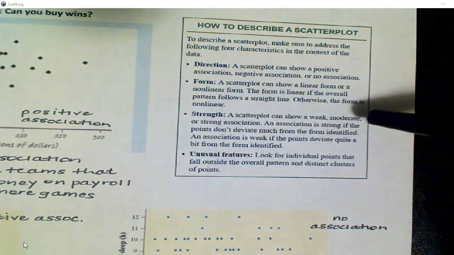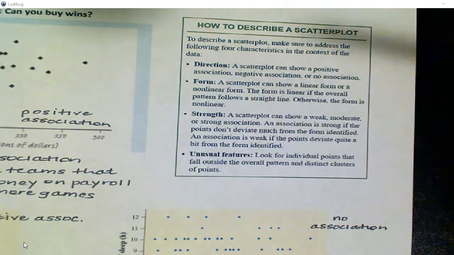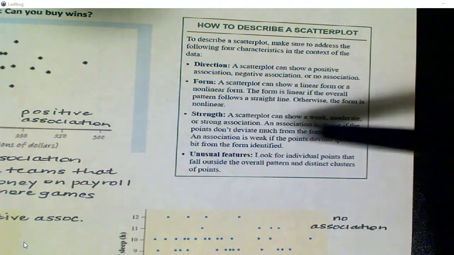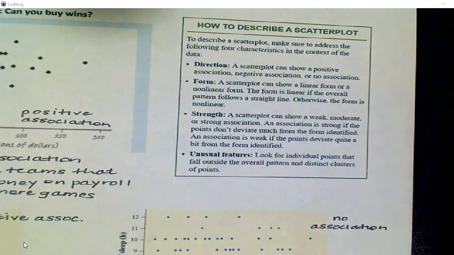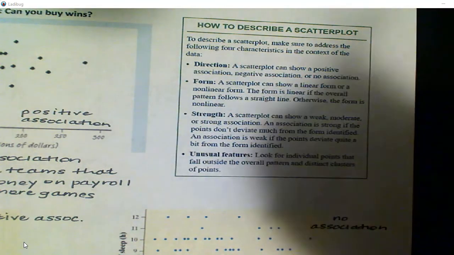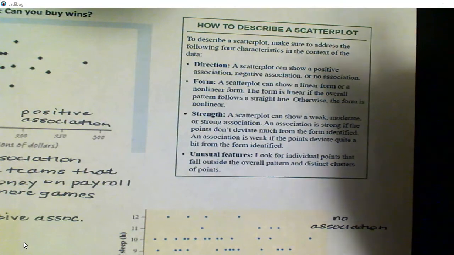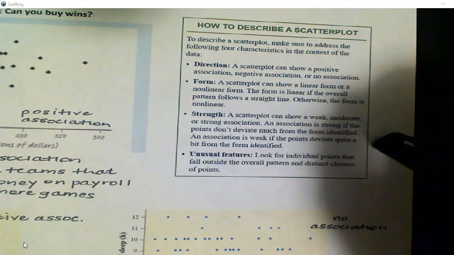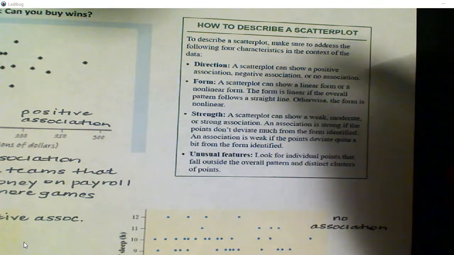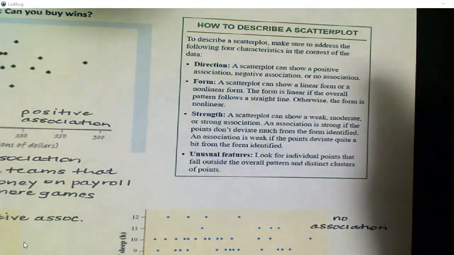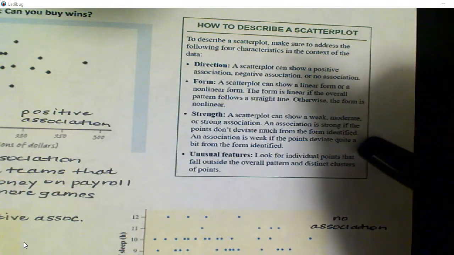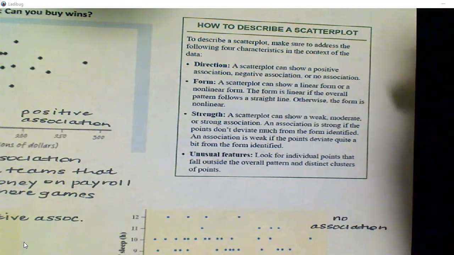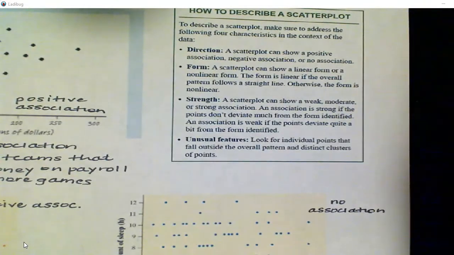A scatter plot can be weak, moderate, or strong. And an association is strong if the points don't deviate much from the form identified. So if it's a linear form and it looks like an almost perfect straight line, then you would say it is very strong. Weak would be linear, but the points are pretty spread apart. It's weak if they deviate quite a bit from the form. And then if there are any unusual features, you need to discuss those as well.